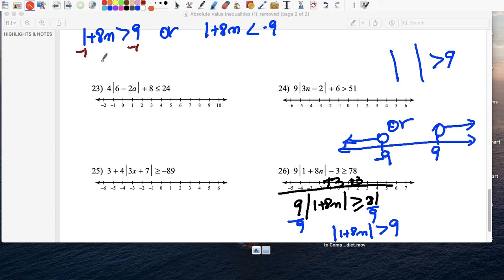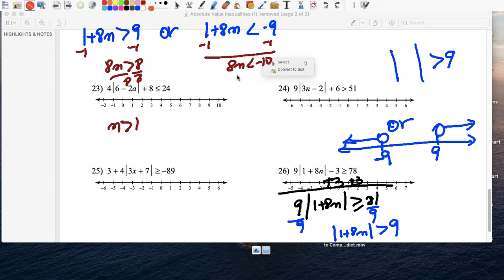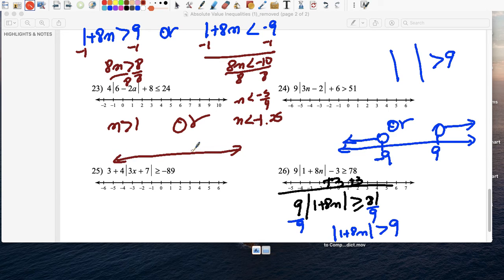Minus 1, minus 1. 8n is greater than 8. Divide both sides by 8. So one of the conditions is that n has to be greater than 1. The other one: minus 1, minus 1, 8n is less than negative 10, divide both sides by 8, and n is less than negative 5 over 4, or negative 1.25. So this is an OR problem. When I graph this, I put 1 over here, negative 1.25 over here, and put a circle. So n has to be greater than 1 or less than negative 1.25.